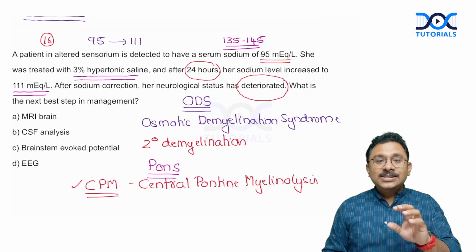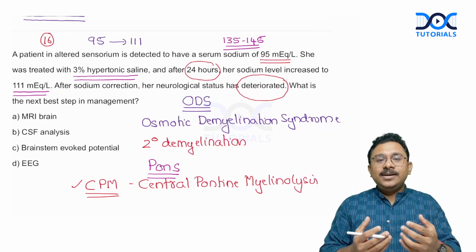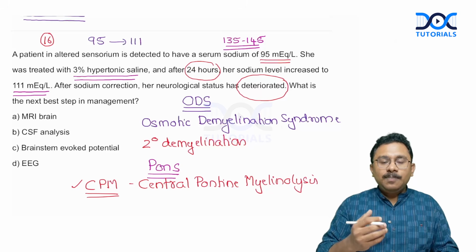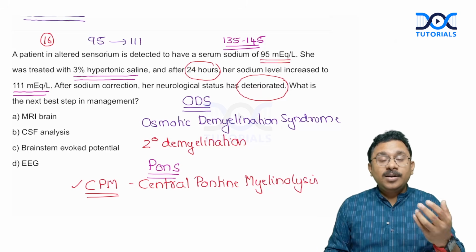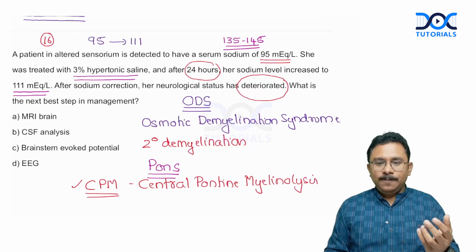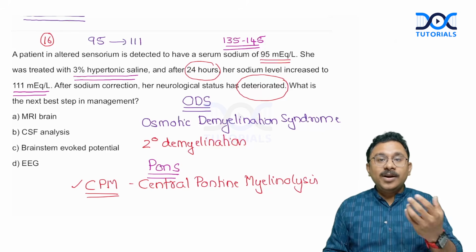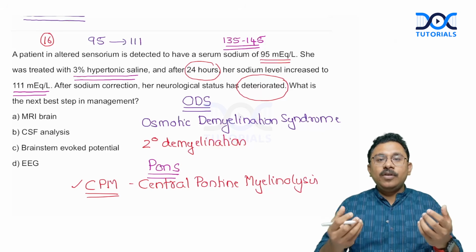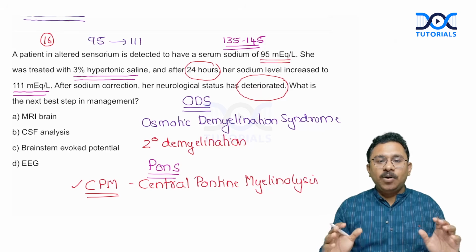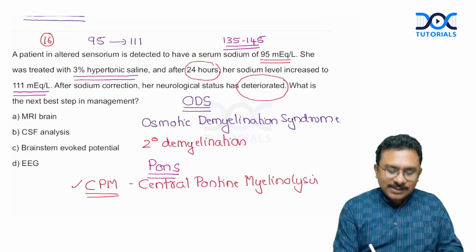And for your knowledge, let me also tell you that when central pontine myelinolysis develops, this can also result in quadriplegia and coma as well. Okay, so sometimes the question can also mention quadriplegia developing because of the extensive damage involving the long tracts of the pons. Okay, so diagnosis is clear, but the question is about the next best step.